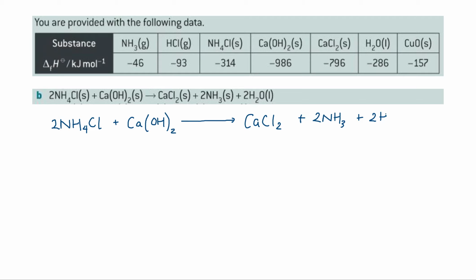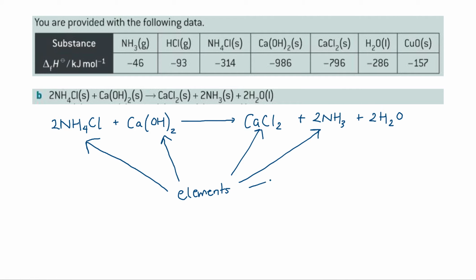Okay, and again, in terms of the information they've given us, it's enthalpy change of formation. So that means at the bottom of my Hess cycle, I'm going to write elements. And if you remember, all my arrows need to be pointing upwards. So I'm going to draw an arrow going upwards to all of these compounds here. And then I'm going to put in my values for each of these arrows.